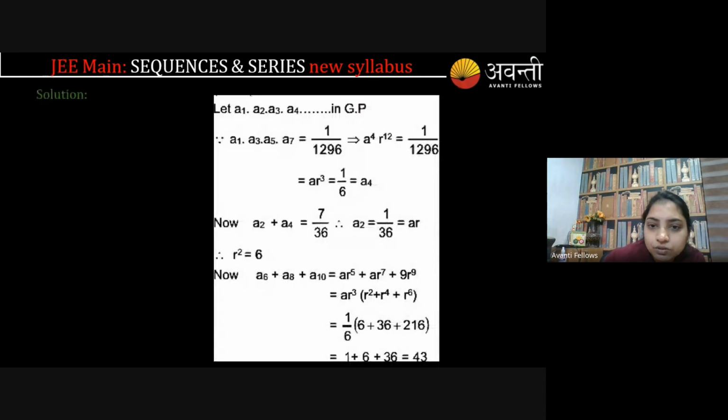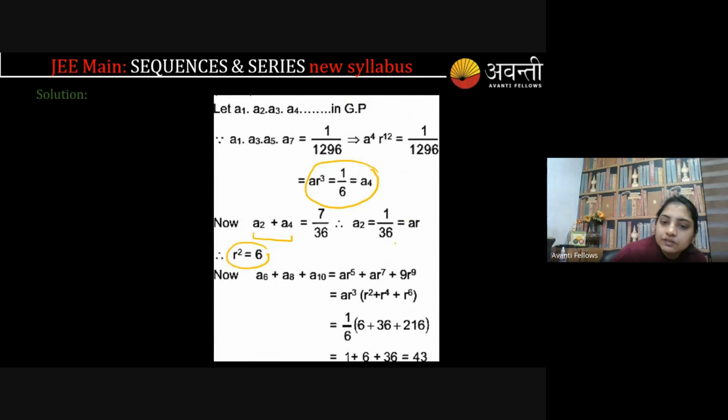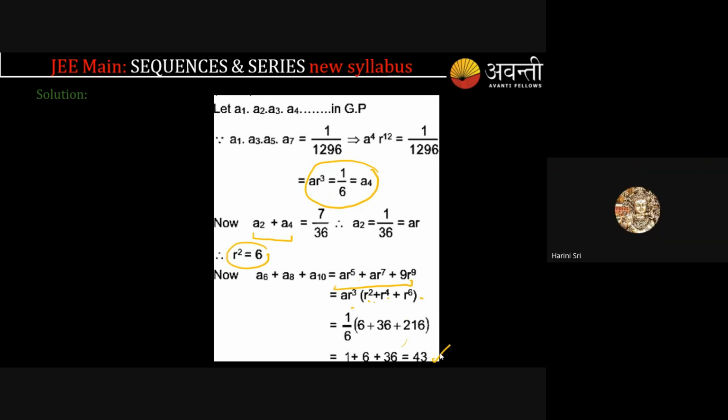So just have a look. You get that A R raised to power 3, it means fourth term should be 1 upon 6. Clear? Yes, ma'am. A2 plus A4 able to solve that R square is equals to 6. So as per the question requirement, the question asks us 6th, 8th and 10th term. We will just put simply same as in the previous one. AR cube is common. We will just simply put the value of R square, R4, R6 and finally get the answer is 43. Is it clear to everyone? Yes, ma'am.